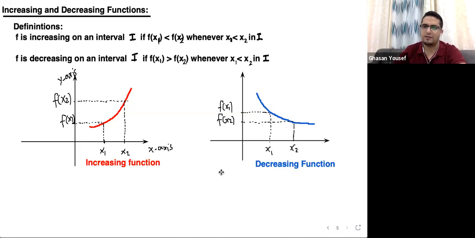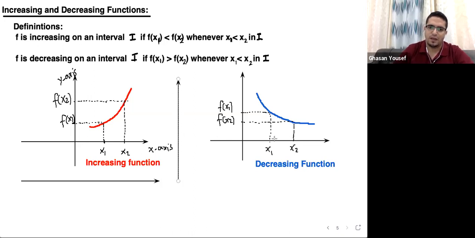Another way to see the function increasing and decreasing: if you start from the left and go to the right, as you follow the points, you see the red one is going up and up. And if you look at this side from left to right, you will see this function goes down and down like this. So this means decreasing. Here it means increasing.